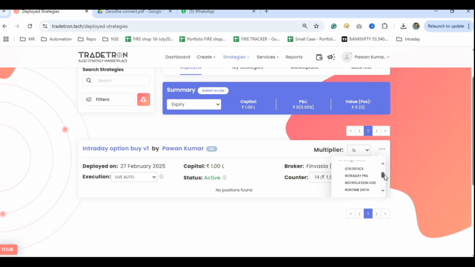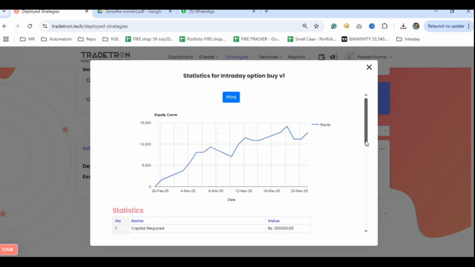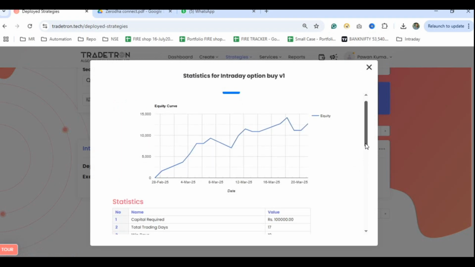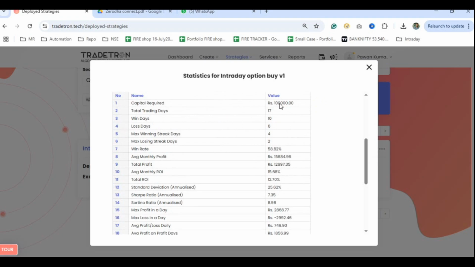If you want to see, you can see the statistics and all. So let me show that as well. You see, this is a graph which we started from 28th, till now. So this is our capital growing. Let me tell you more details. You see the total capital is 1 lakh.